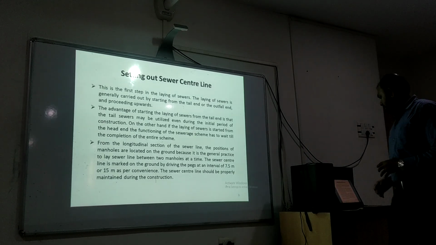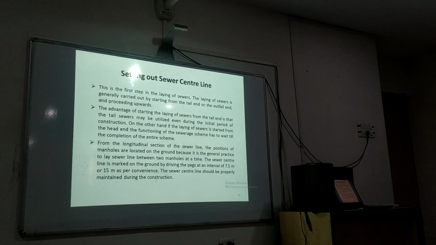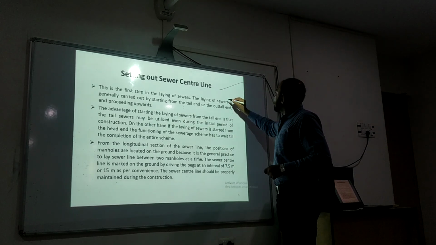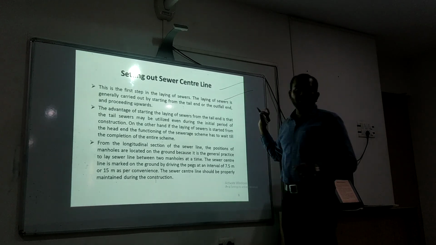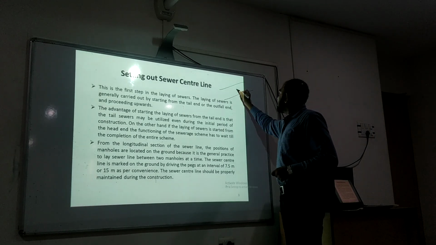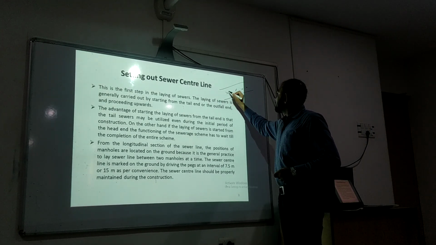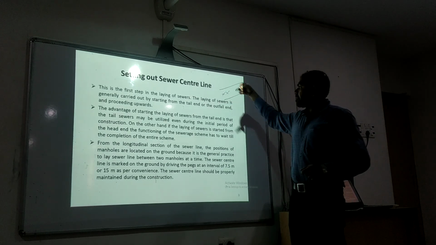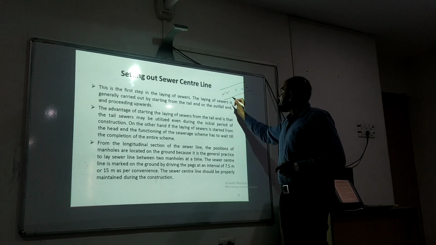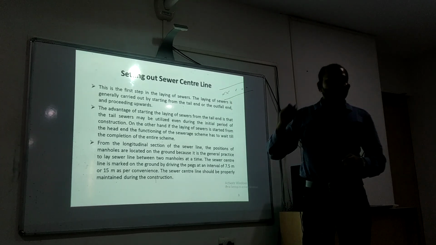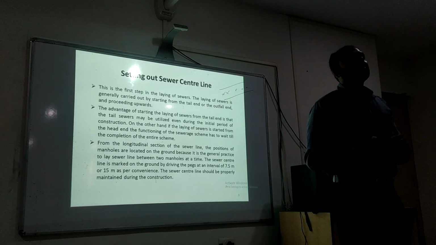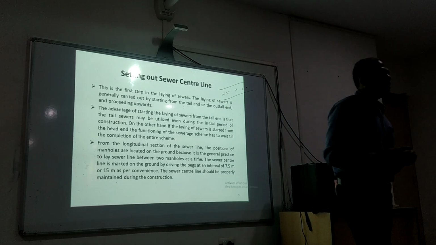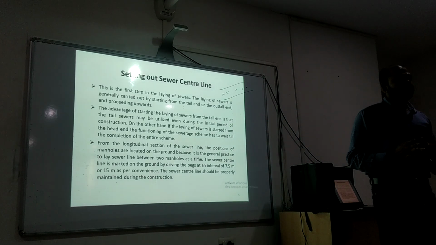Okay? So suppose the sewer pipeline has to go, suppose, in this orientation. So first the center line has to be marked. Okay. Then the trenches have to be dug, and then the subsequent steps will follow. So how is the sewer center line marked? Before that, a recognition survey and preliminary survey has to be done. I think these terms you are familiar with.